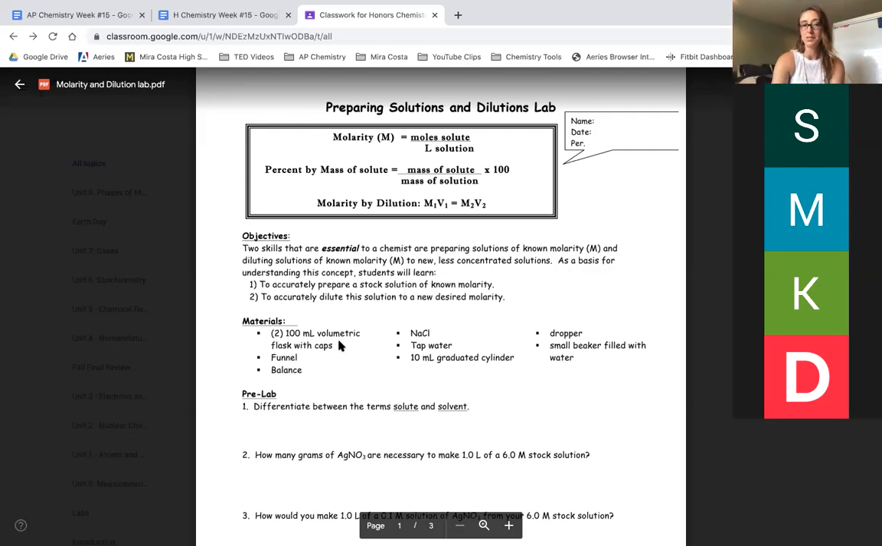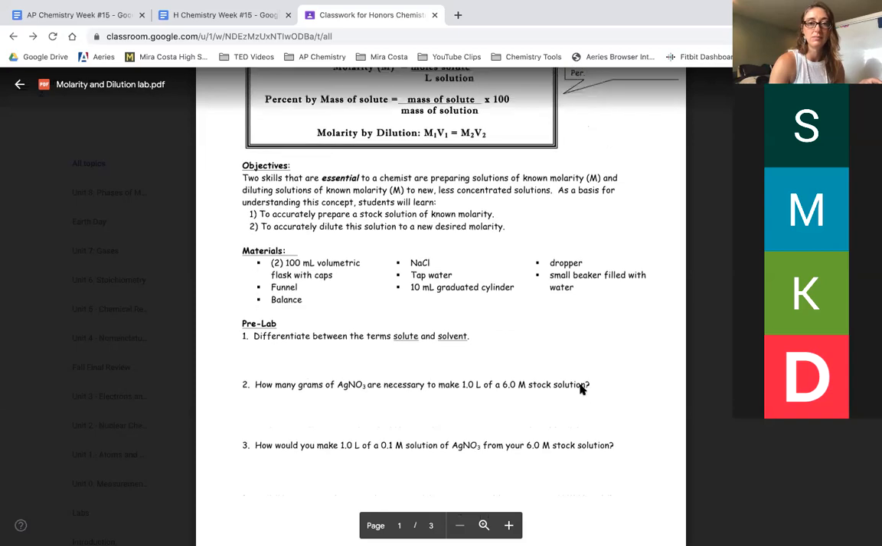And so these would be your materials that I would give you, these cute little volumetric flasks that are only 100 mils. And remember, a volumetric flask only has one line on it. It only has one line that's really, really accurate. So it would be for this one, 100 milliliter. I have volumetric flasks of all different volumes. I have 100 milliliter ones that we use for this lab. We have 500 milliliter ones. We have 1 liter. We have 2 liter volumetric flasks. So you just grab the size based on how much solution you need. You get a funnel, you get a balance. Your sodium chloride, we would just be using tap water. You'd need a graduated cylinder, a dropper, and then a small beaker as well.